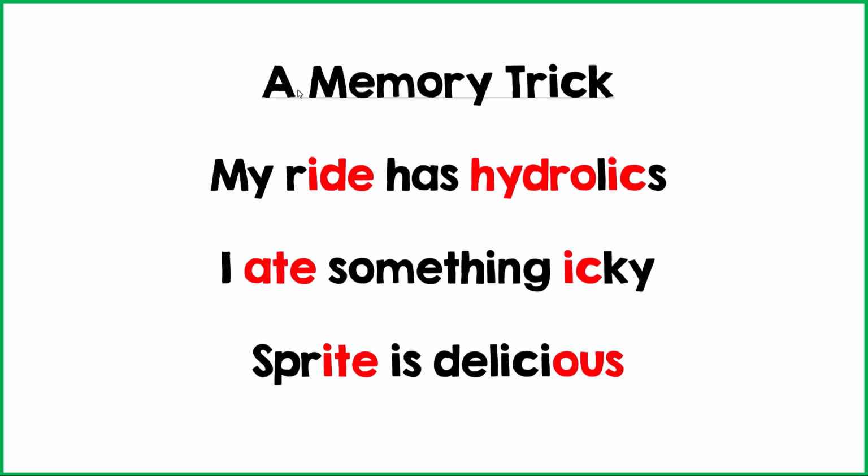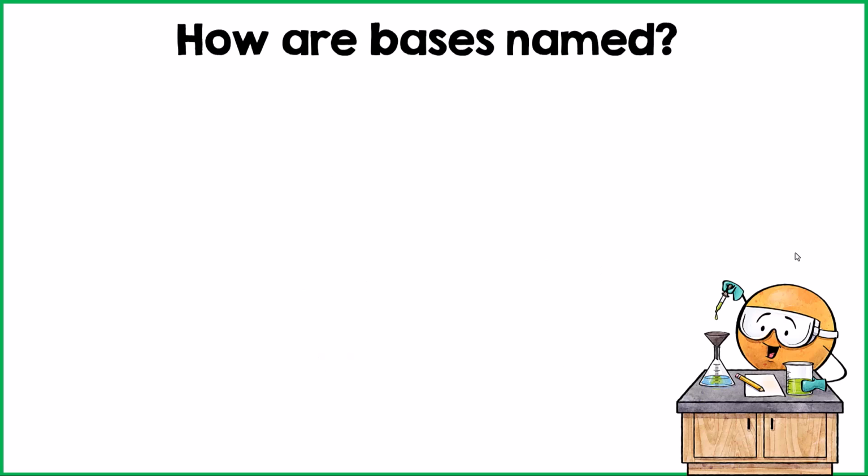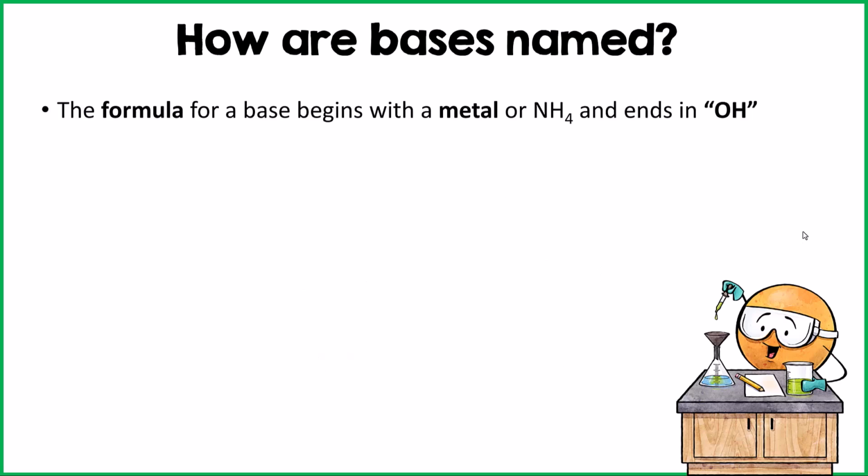So this is all for naming acids, and now we'll get into bases, which is significantly easier. The formula for a base begins with a metal or NH4, which is ammonium, and ends with OH.